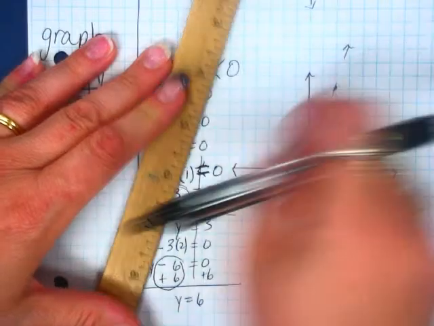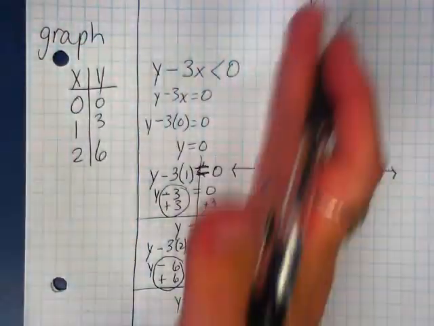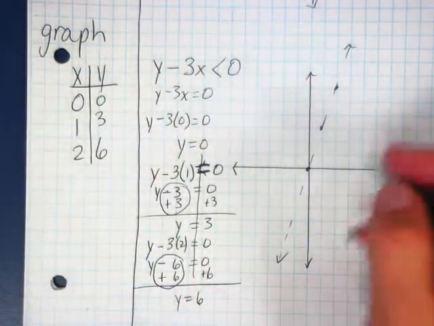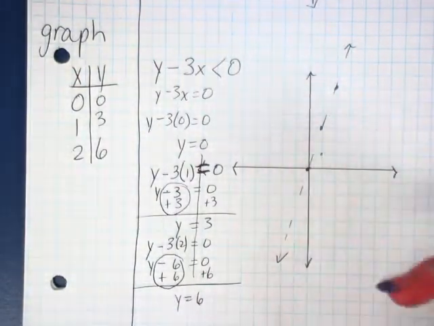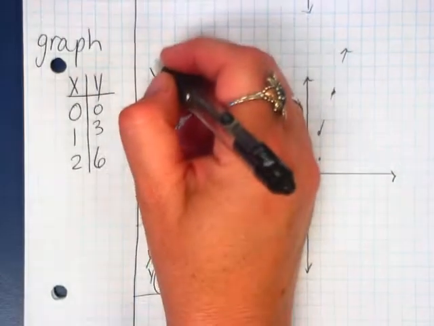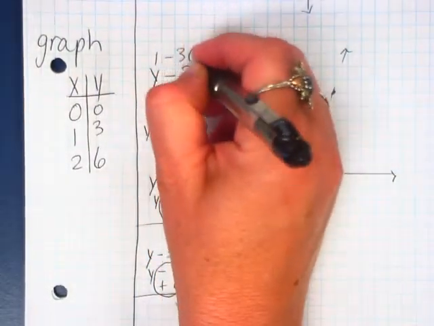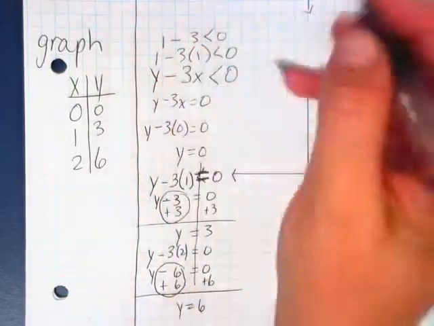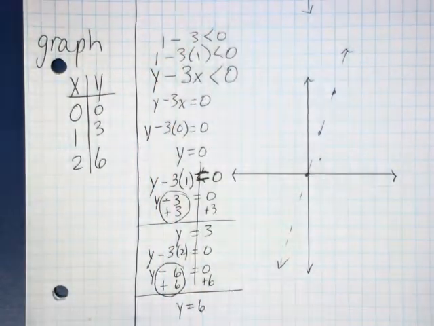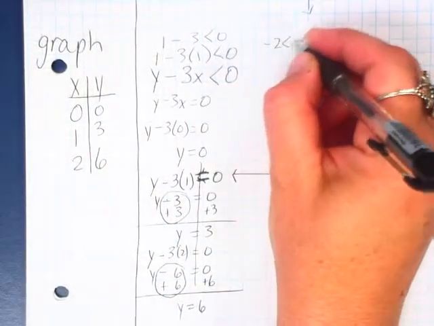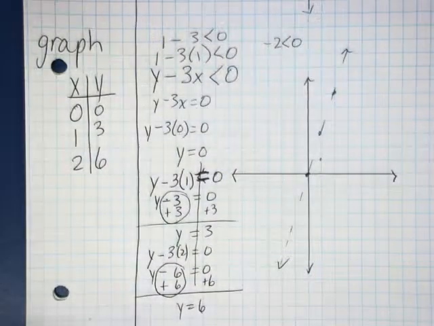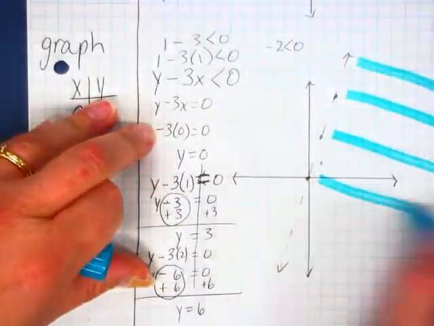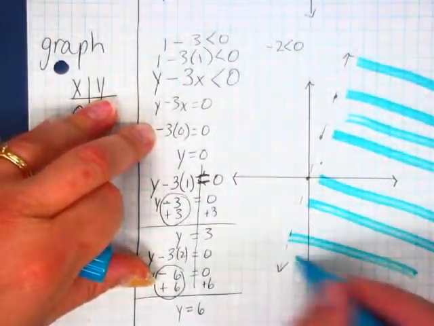Okay. We have to decide if we color this side of the graph or this side. Well, 0, 0 is on the line, so I've got to pick a different one. I'm going to pick 1, 1 right there. So let's see if it works. So if y is 1 and x is 1, I get 1 minus 3 is less than 0, and 1 minus 3 is negative 2, which is less than 0. So that means on the side where my 1, 1 was, I get to color in because it did work.